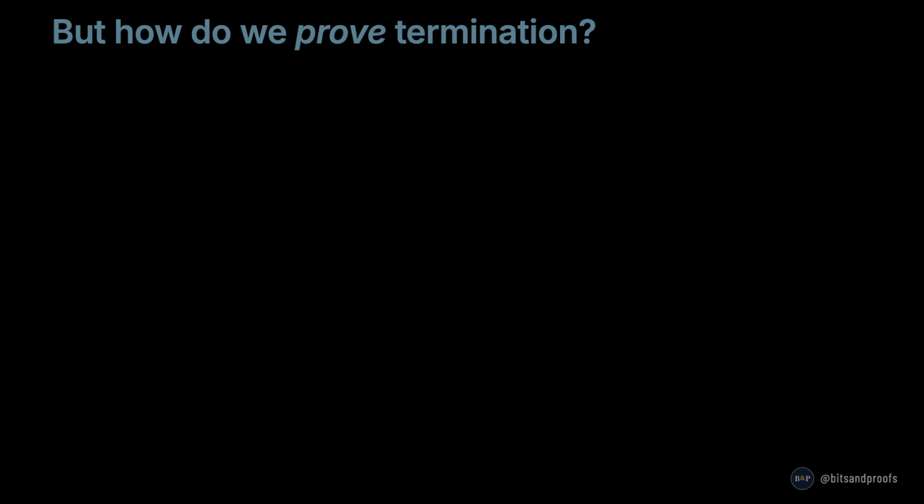But how do we actually prove an algorithm terminates? For Euclid, it is easy. The value of B is a non-negative integer, and it gets strictly smaller every step. A strictly decreasing sequence of non-negative integers cannot go below 0, so it must reach 0 in finite time. That is the proof. Euclid's algorithm always terminates.